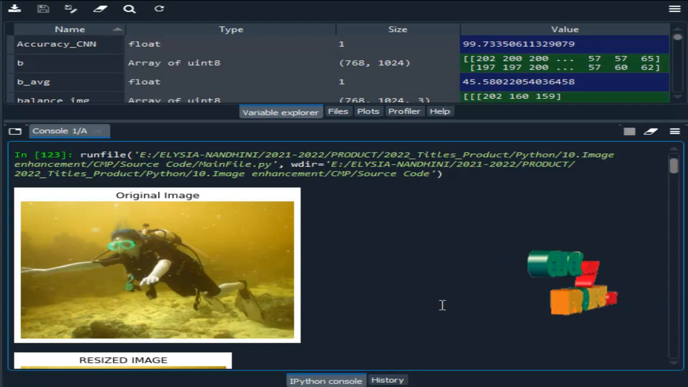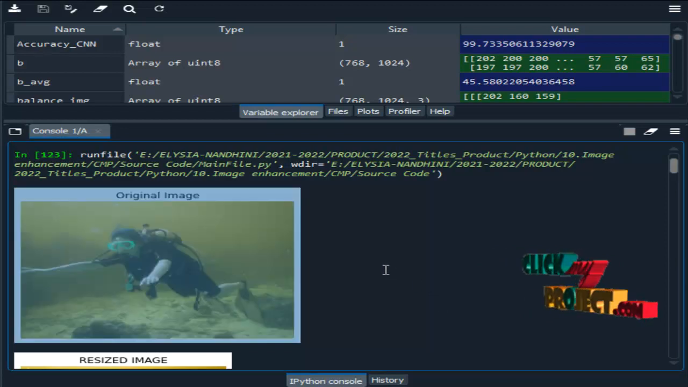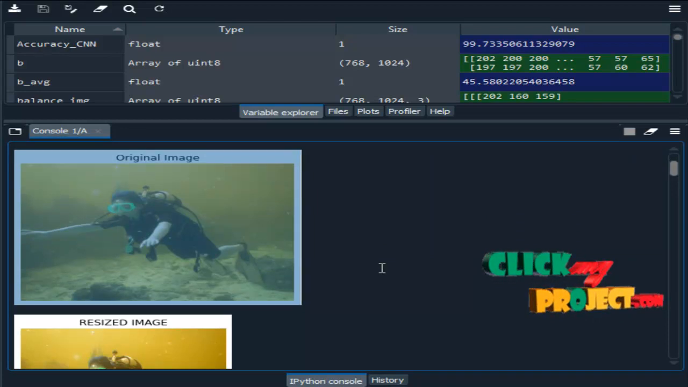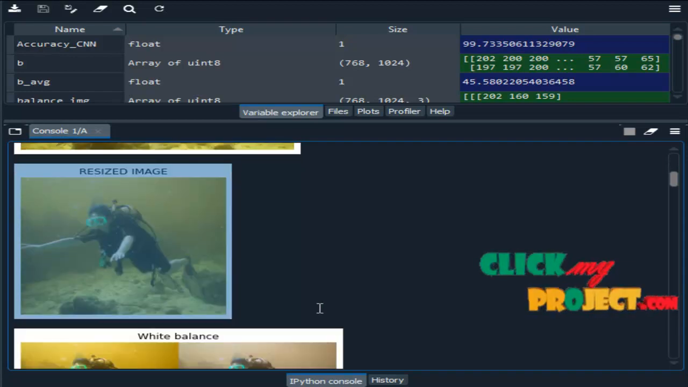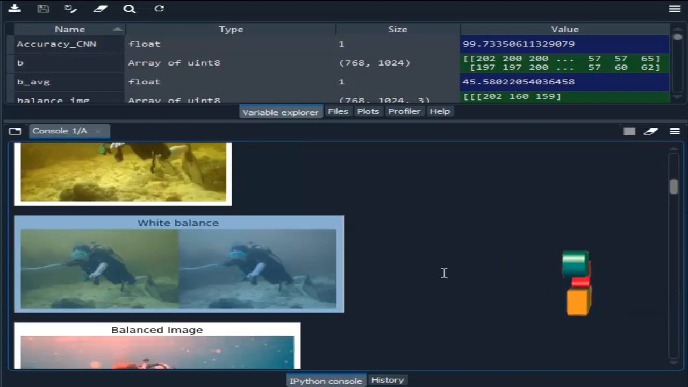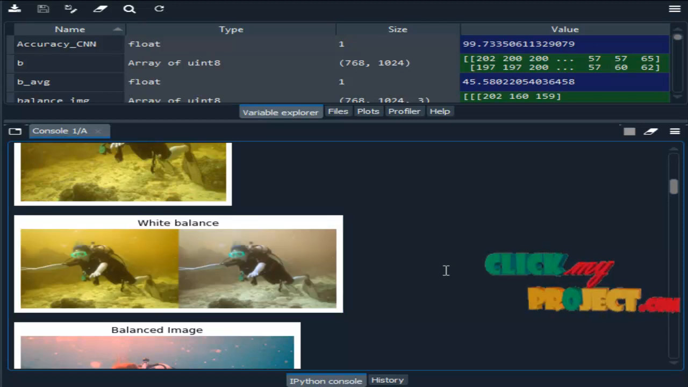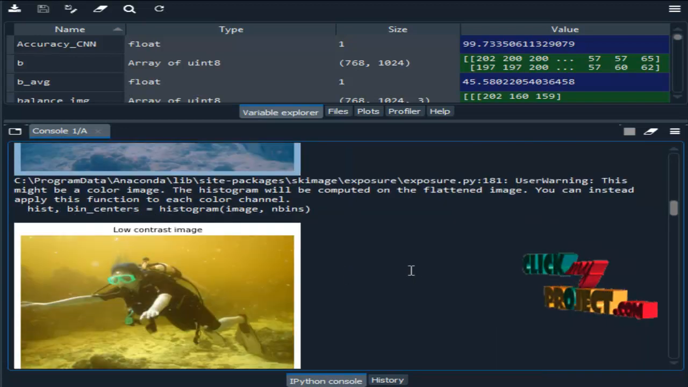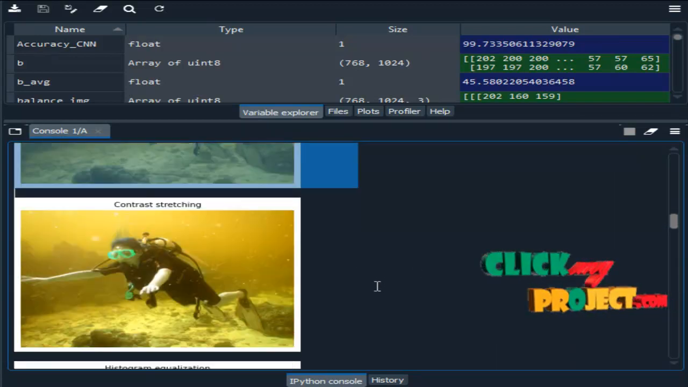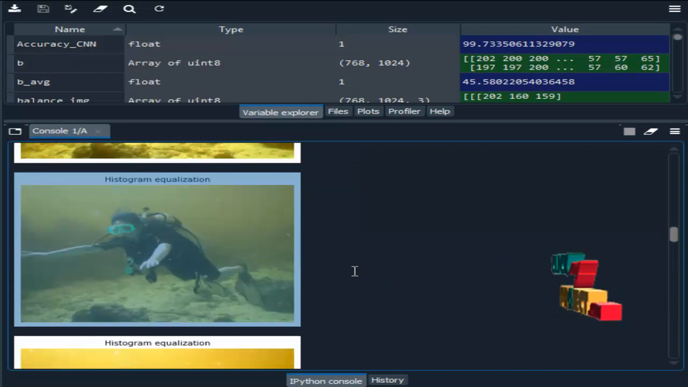This is the output of our project. We are running our project in Spyder IDE from the Anaconda Navigator platform. This is the original image which was selected from our dataset. Then this is the resized original image. This is the output for the white balance technique. We can see how the white balance enhances our image quality. This is the balanced image, low contrast, contrast stretching, and histogram equalization.